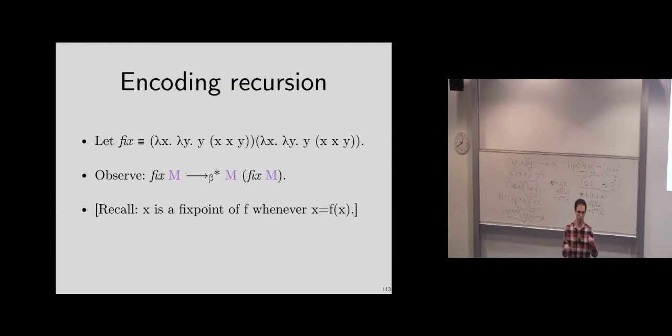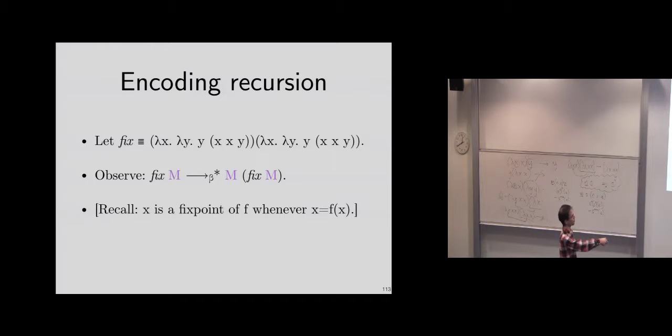If you remember from your previous studies, the mathematical concept of a fixed point is as follows: x is called a fixed point of the function f if, when you apply the function f to x, you get back x. That's all it is. It's a very simple concept. That is what it means for x to be a fixed point. Okay?